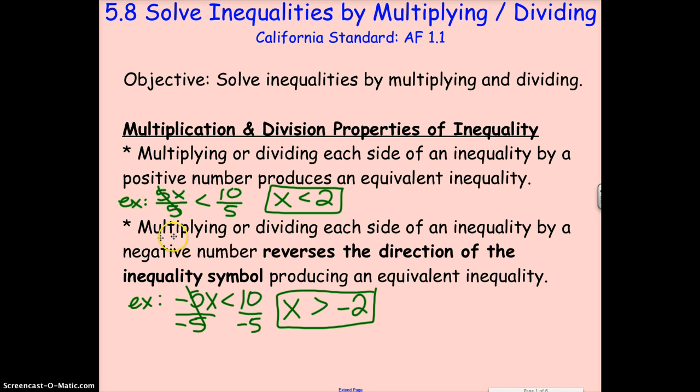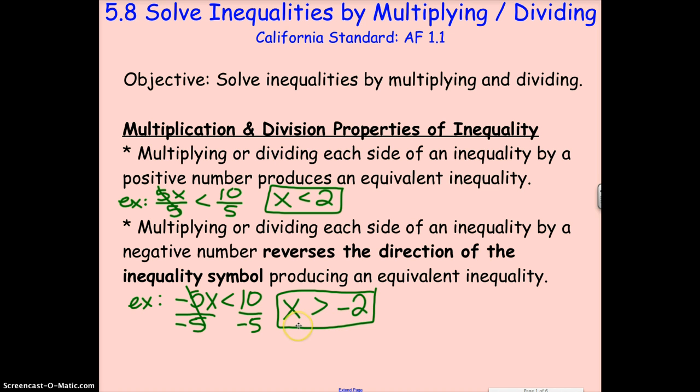Now, this second part of the property is really important. Multiplying or dividing each side of an inequality by a negative number reverses the direction of the inequality symbol. I would highlight it, underline it, circle it, whatever you need to do to remind yourself of that. And now it will produce an equivalent inequality. So negative 5x is less than 10. I need to divide both sides by negative 5, which notice I had less than, now I have greater than. So it means x is greater than negative 2.